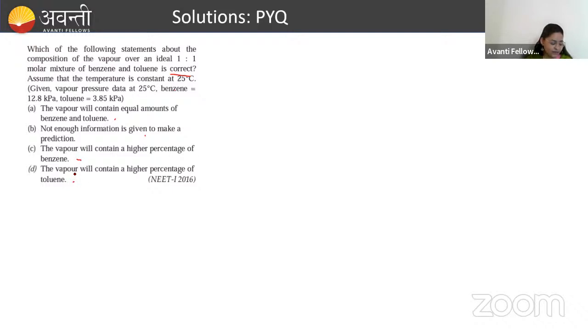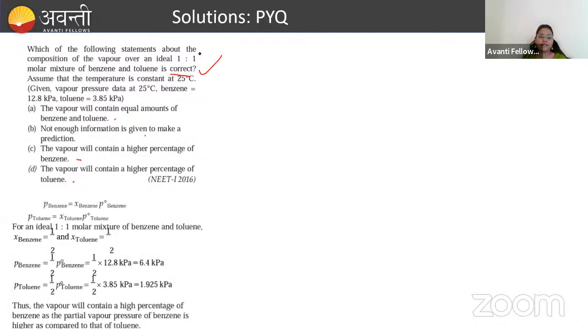So how to decide which one is correct? यहाँ पे हमको correct देखना है. Okay, so you know the formula. Pressure of benzene is equal to what? Mole fraction of benzene into what? Vapor pressure of a given benzene. Okay, toluene के लिए भी वही formula है. So for ideal solution, since it is 1:1 molar mixture of benzene and toluene, what will happen? The mole fraction will be what? Both mole fractions will be half. Okay, since both mole fractions are half, what will be the partial pressure for benzene and for toluene?